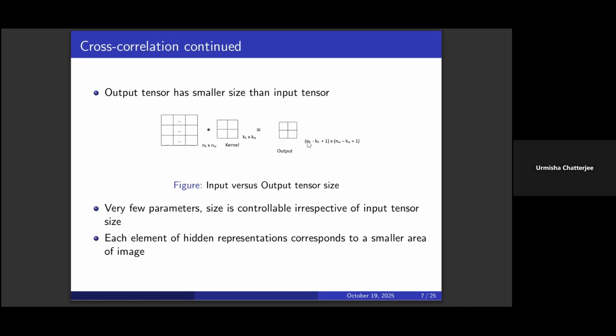So it will reduce. The larger the kernel you use, the wider the region within the image you are considering for averaging, and the smaller your output size will be. Since you're considering a smaller portion of the image every time, each of these output elements belongs to a smaller region of the image. So you can think of each element as a hidden representation corresponding to a smaller area of the image.